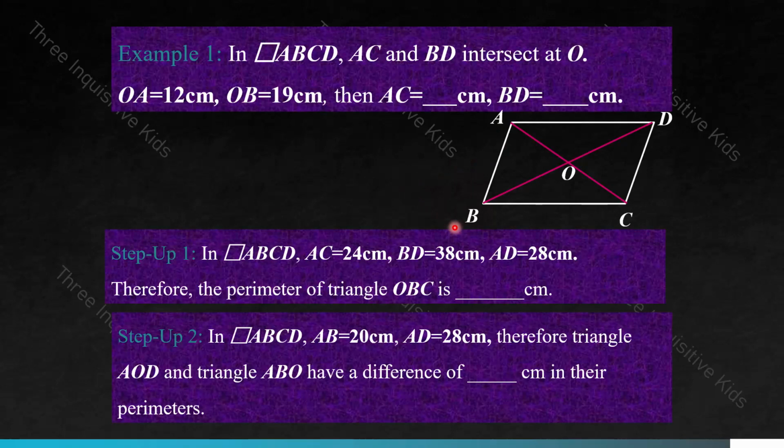Example 1. In parallelogram ABCD, AC and BD intersect at point O. OA is equal to 12 centimeters, OB is equal to 19 centimeters, and we're trying to find the lengths of AC and BD. Now pause the video and try to solve. Well, you should have gotten 24 centimeters and 38 centimeters for your answer. Let's solve this together.